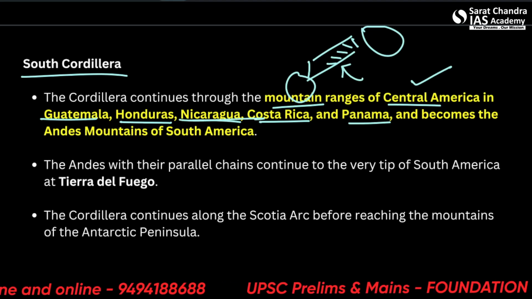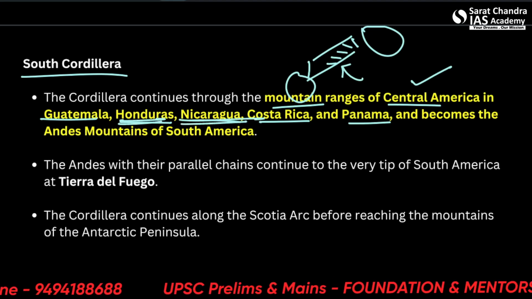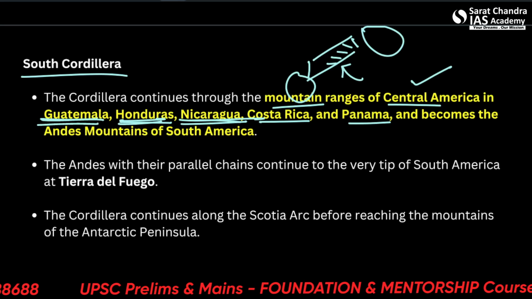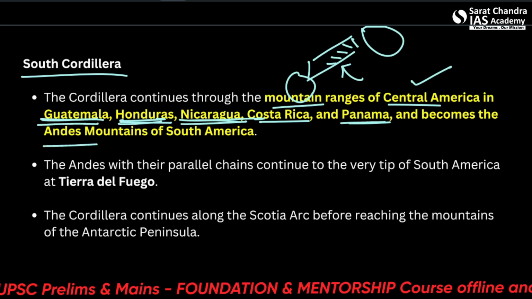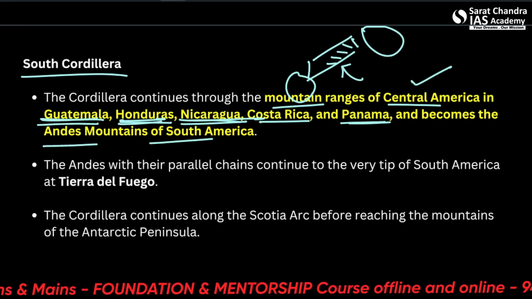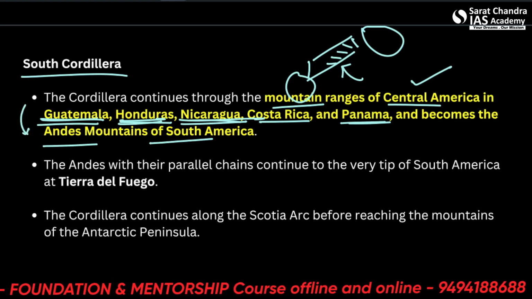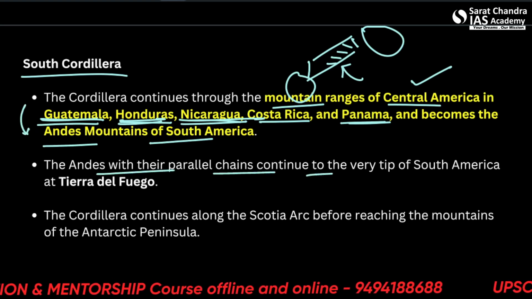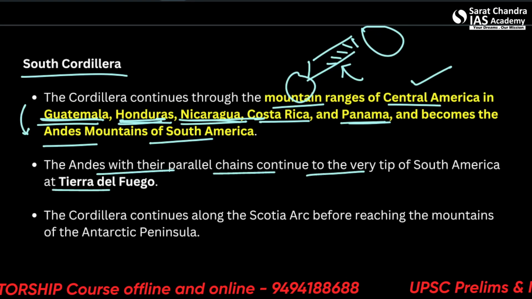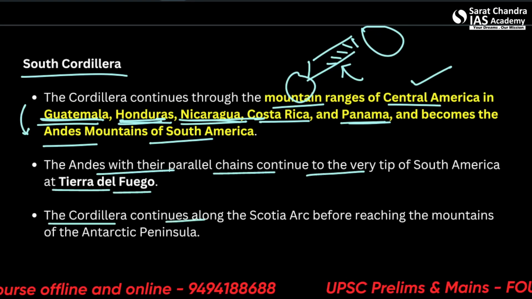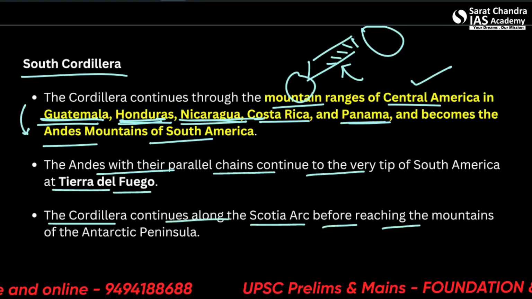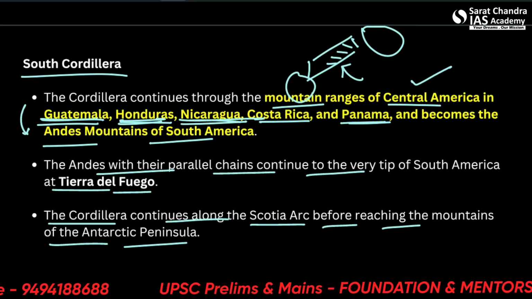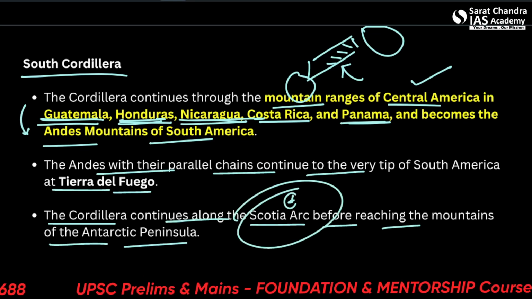So I told you about Nicaragua. There are other countries, Honduras, Guatemala, Panama, Hawaii. So these become the Andes mountain of South America eventually when we go further south. The Andes with their parallel chain continue to the very tip of South America at Tierra del Fuego. The Cordillera continues along the Scotia Arc before reaching the mountains of the Antarctic Peninsula. So Scotia Arc, please remember this also.